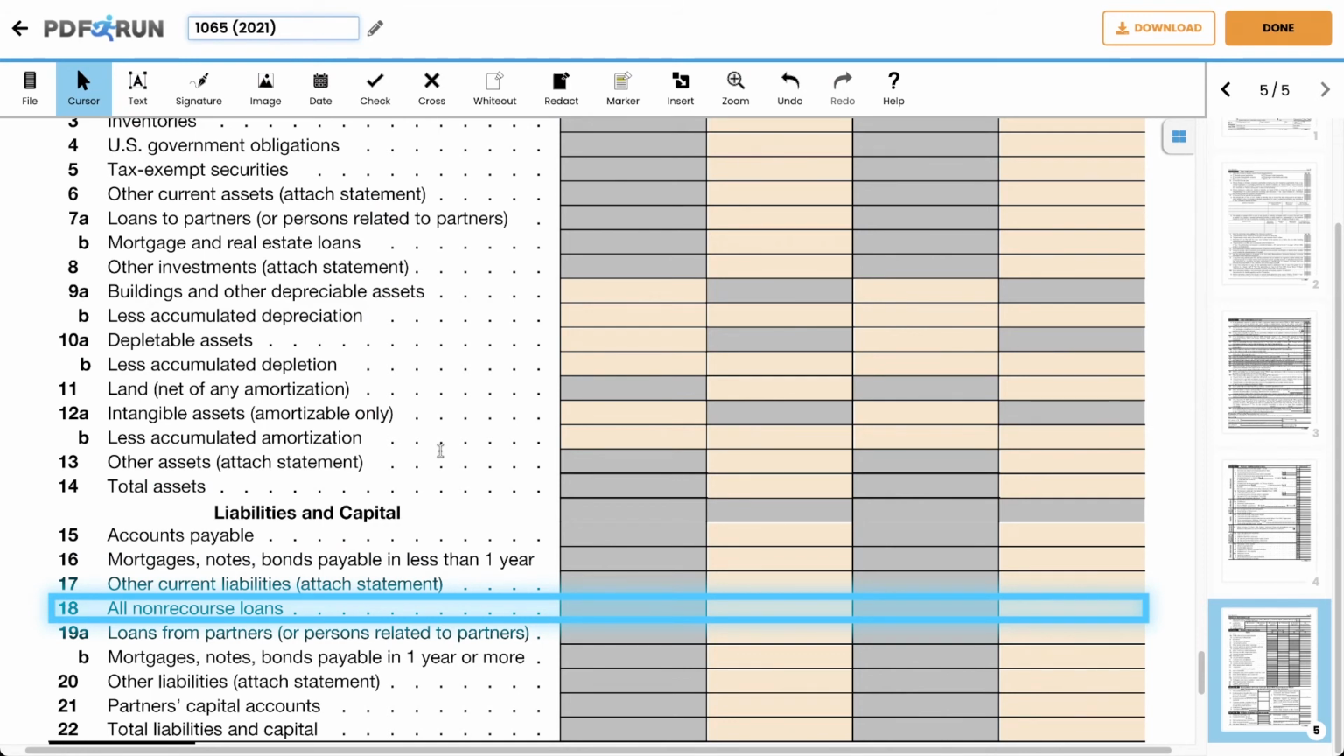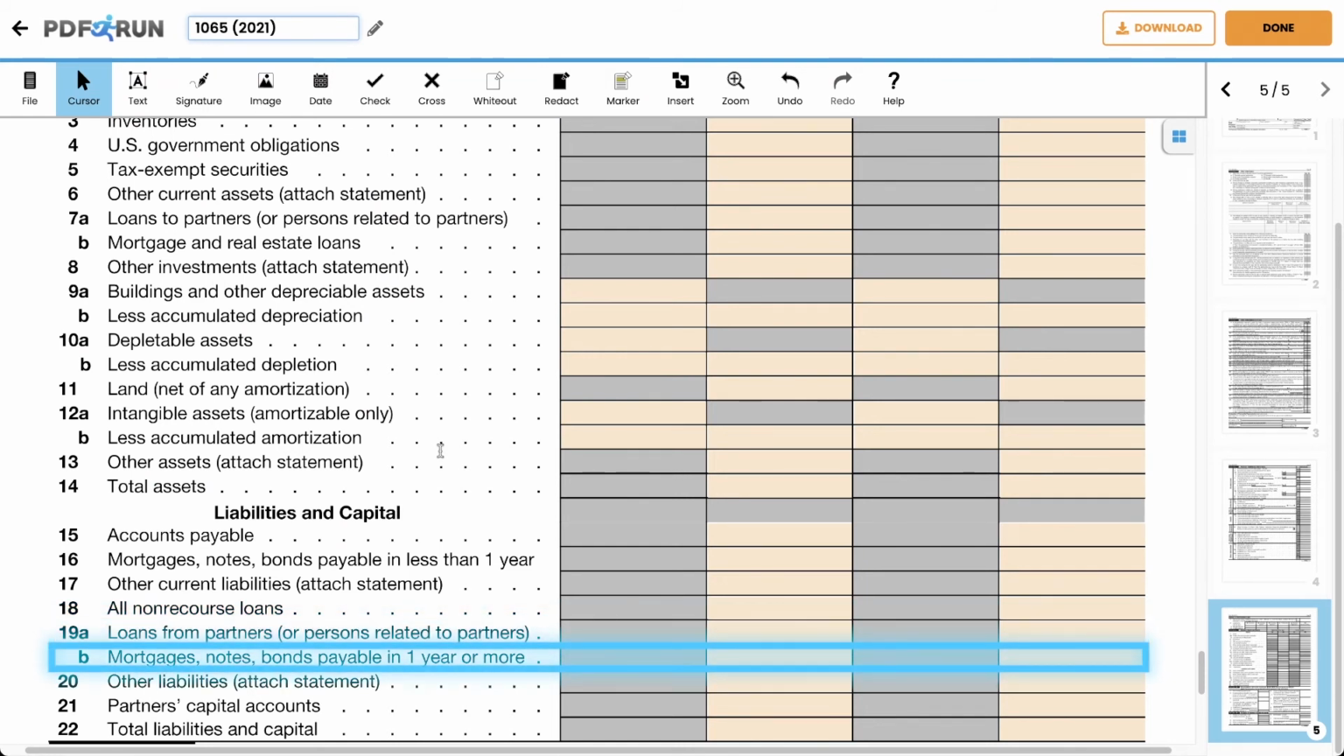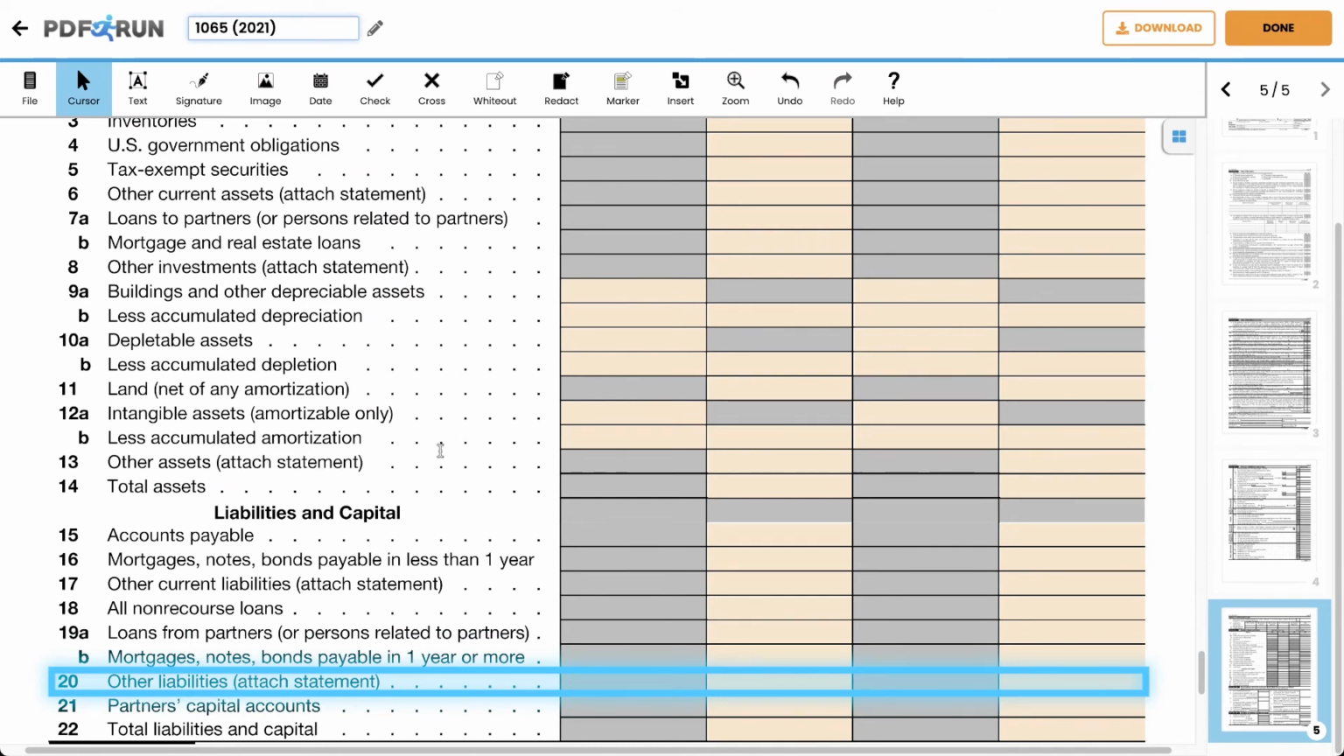Line 18, All non-recourse loans. Enter the balances of all non-recourse loans. Line 19A, Loans from partners. Enter the balances of loans from partners, or persons related to partners. Line 19B, Mortgages, notes, and bonds payable in 1 year or more. Enter the balances of any mortgages, notes, and bonds payable in 1 year or more. Line 20, Other liabilities. Enter the balances of any other liabilities and attach the relevant statements to this form.